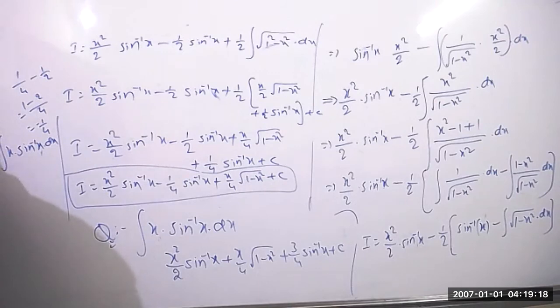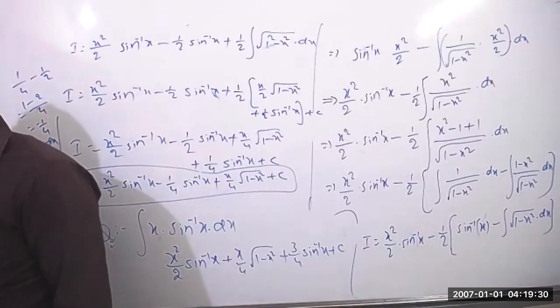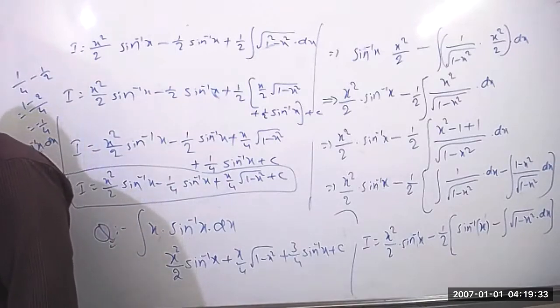And remaining? No, sir. Minus 1 by 4 itself. Even I got minus 1 by 4. Yes. His answer will be wrong. Yes, you can write. Sir, maybe some symbol mistake. Yes, correct only. You can write.